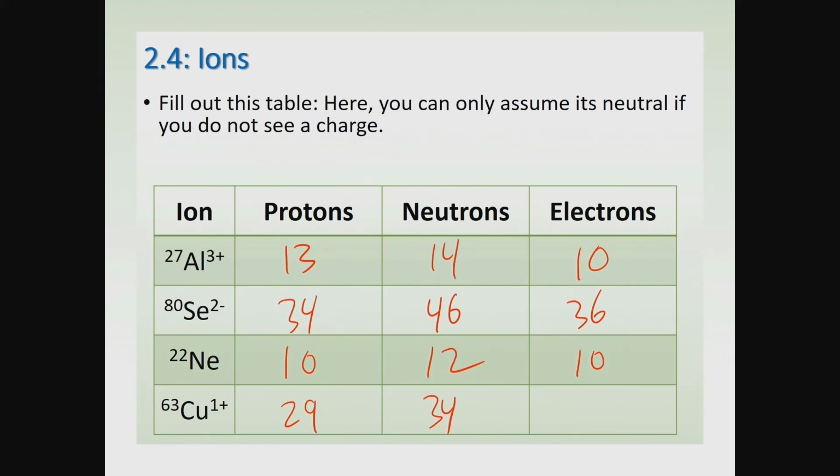That means it's missing an electron. So you'll have to associate a positive charge with missing electrons from neutral atoms. So if it was a neutral atom, which it's not, but if it was, it would have 29 electrons, but it's missing 1. So we should have 28 electrons here.